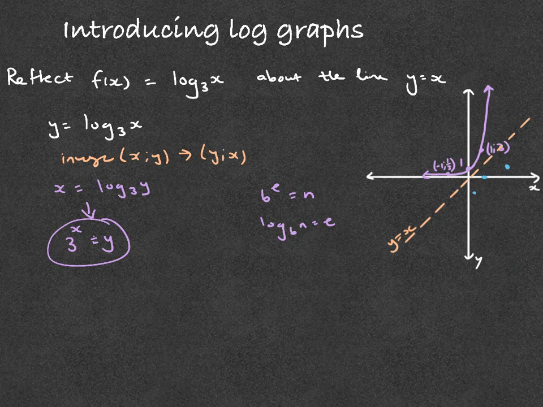Okay, so where was the asymptote? As x got smaller and smaller, it tended towards zero. And that's going to be the same case now, where y is going to get smaller and smaller, it's going to tend towards x is equal to zero, rather, on the y-axis.